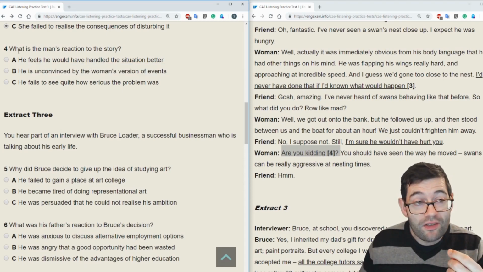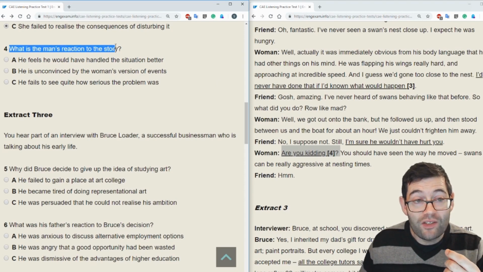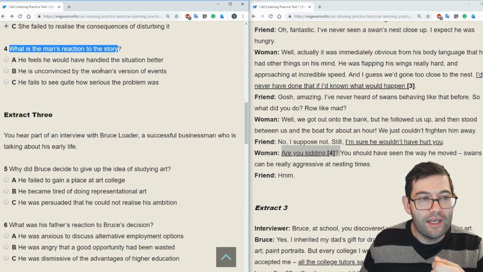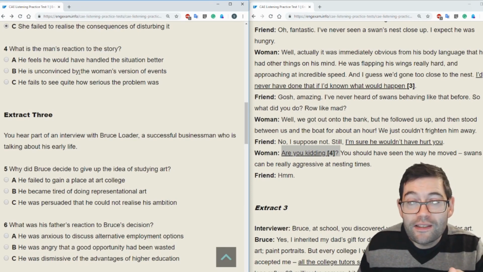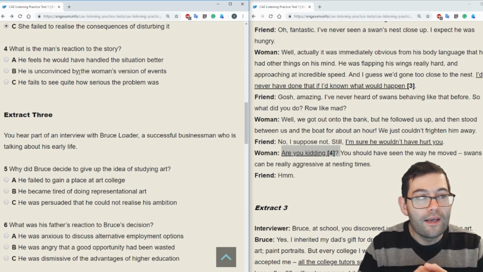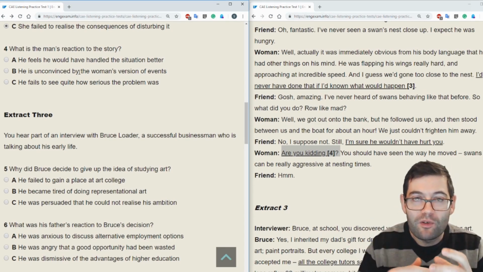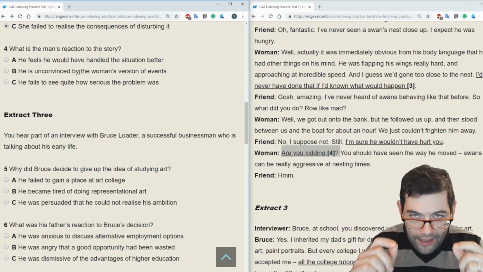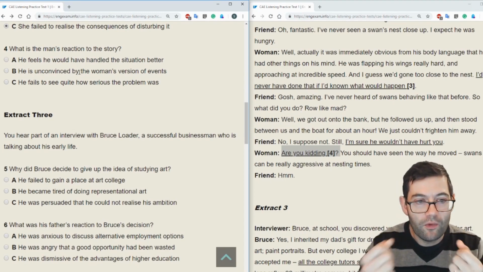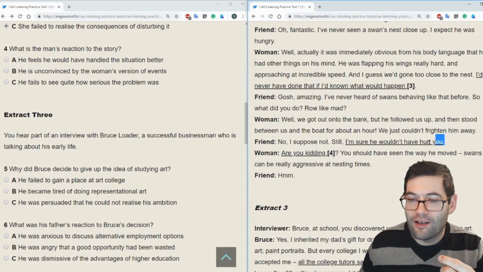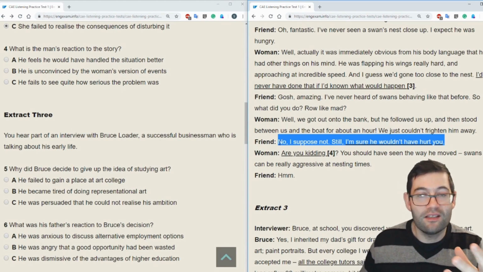We've got to pay attention to the question. What is the man's reaction to the story? Here it's the woman who says, are you kidding? Not the man. So it's not that he is unconvinced. The language about being unconvinced is said by the woman. So you've got to be particularly careful about who is saying what. Does he feel he would have handled the situation better? There's nothing that he says that refers to that. It says, no, I suppose not.